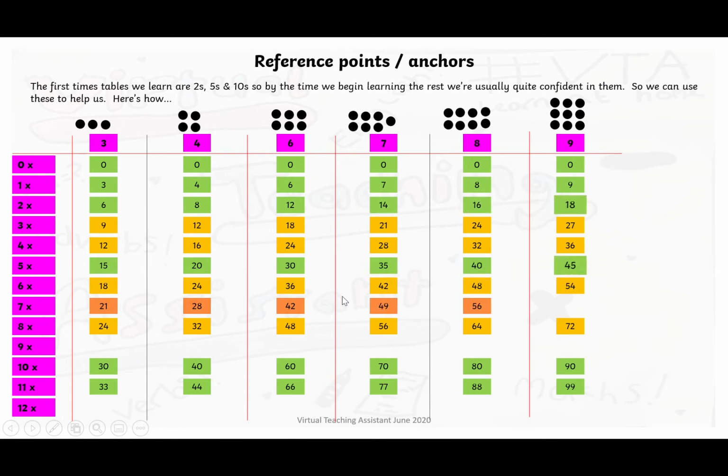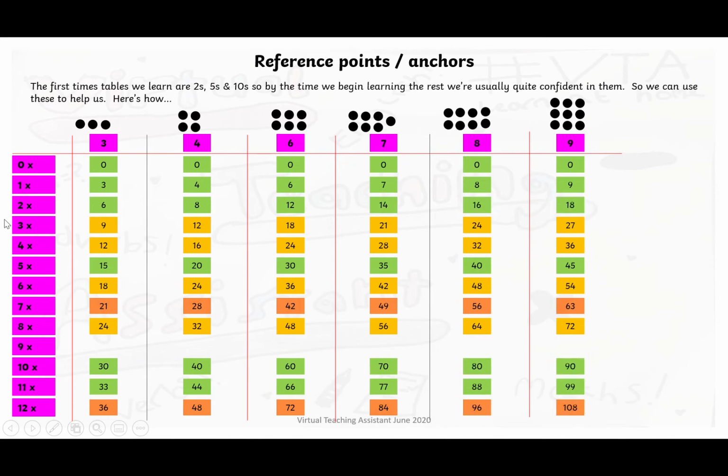So if I've used this method for my 5s, surely I can use this method then for my 12s. So I'll use my 10 times table and my 2 times table and add them together. Do you see how much easier this makes things? Okay? Use your reference points to help you. The ones that you know, these are your anchors. These are the ones that you know quite easily.